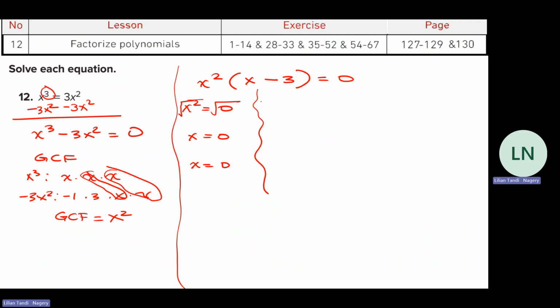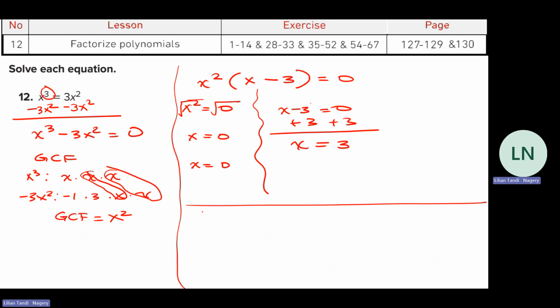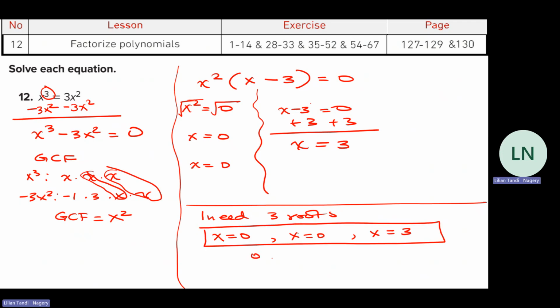There you go. Then you're going to do here x minus 3 equals 0. So you plus 3, x equals 3. So you write, I need 3 roots. So you're going to have a double root at 0. So that will be x equals 0, x equals 0, x equals 3. Or they can write it like that. Okay?